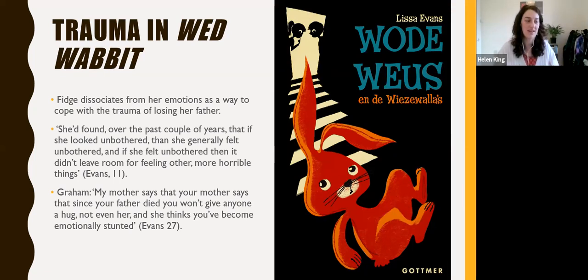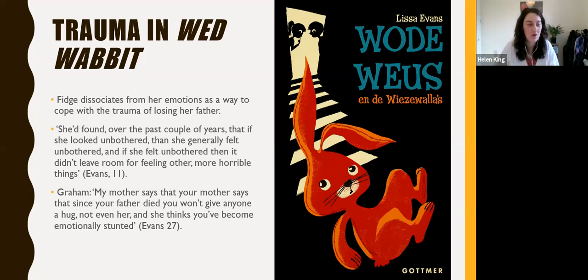So she suppresses her feelings and refuses to engage emotionally with anyone as a sort of protective strategy for not having to think about the death of her father. Her cousin Graham is very blunt about this, and he says, "My mother says that your mother says that since your father died, you won't give anyone a hug, not even her, and she thinks you've become emotionally stunted."